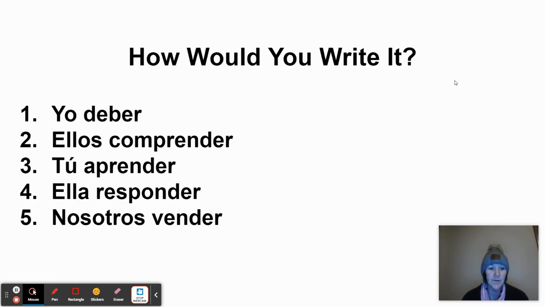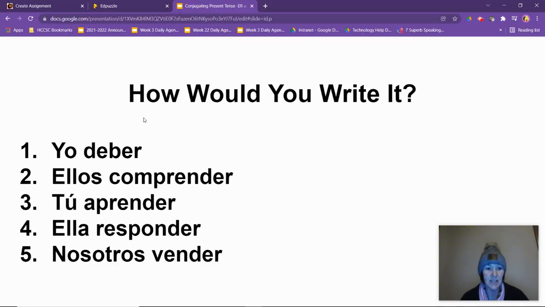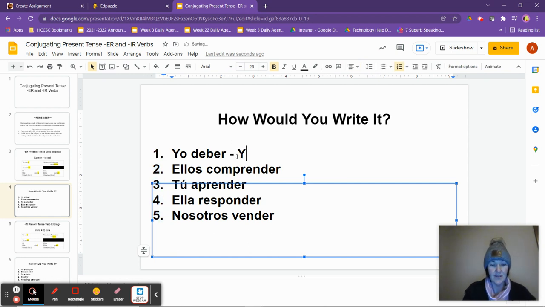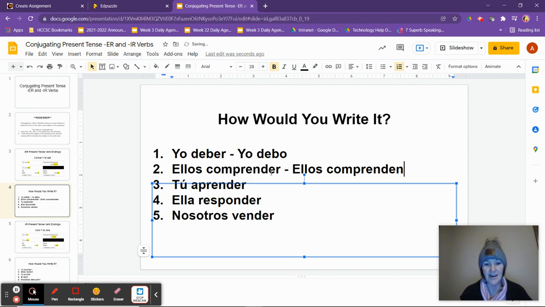So if I want to say yo and I want to use the verb deber, I'm going to change that to yo debo. Drop the ER, and then add O because O is the verb ending I need. Ellos comprenden, or comprender, whoops, gave that one away. It's going to be ellos comprenden. Okay, so I drop the ER and add the EN. Tú aprender, so you understand, or I'm sorry, you learn. Whew, it's rough this morning.